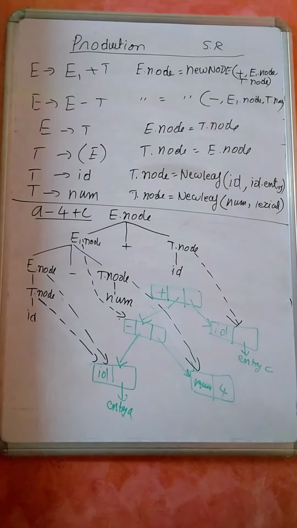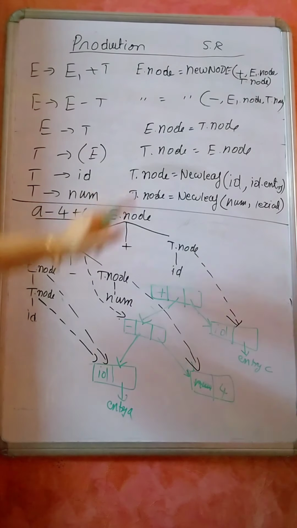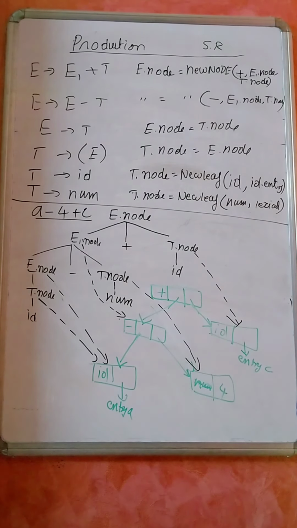What type of grammar is it? It is obviously an S attributed SDT, because all the attribute values associated with a non-terminal depend on the values of their child nodes. So it is an S attributed SDT we are using here for construction of a syntax tree.